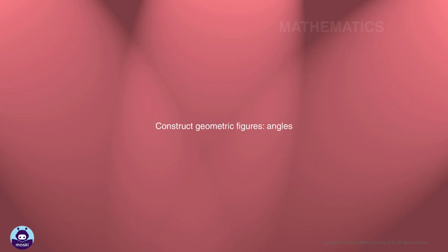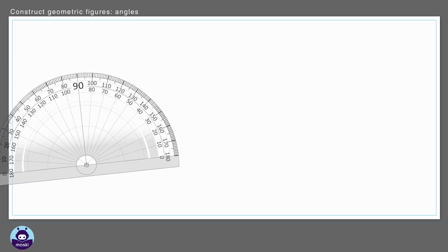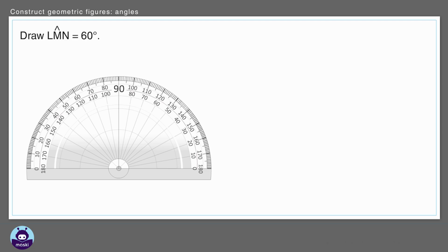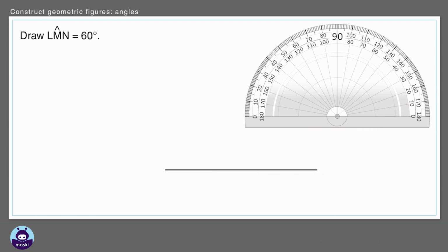Construct geometric figures, angles. Let us understand how to draw an angle of a particular size. We shall use a protractor to draw angle LMN equals 60 degrees. Using a ruler, we draw a straight line. This line MN forms one arm of our angle. The vertex of the angle is labeled as M, as it is the middle letter of the angle.